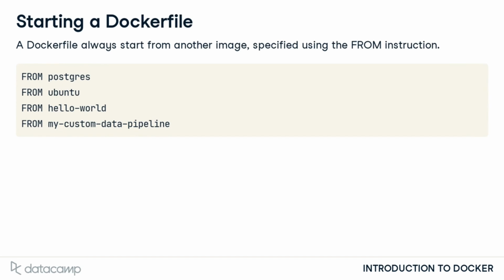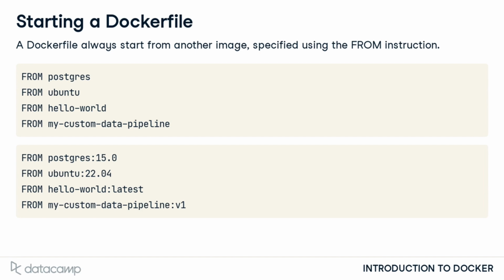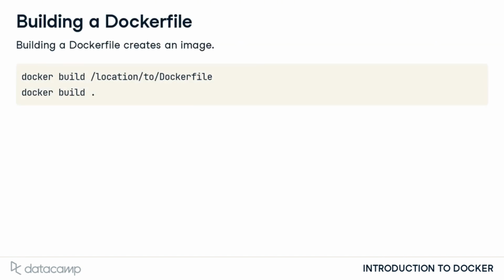Just like when we would follow a recipe, Docker runs the lines in a Dockerfile from top to bottom. The first line in the Dockerfile is always the from instruction. This instruction indicates to Docker which image to start from. We can base our images on any other image: Postgres, Ubuntu, another image you made yourself, or even the Hello World image. As with pulling an image, if you want to start from a specific version, you can specify the version right after the image name, separating both with a colon.